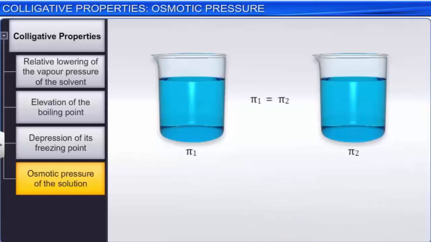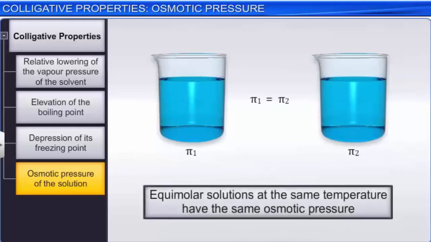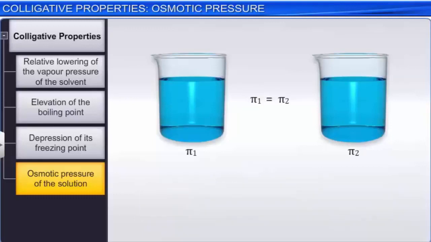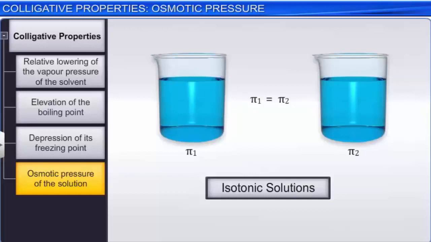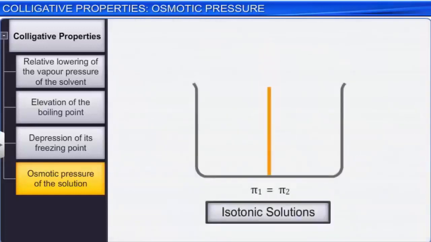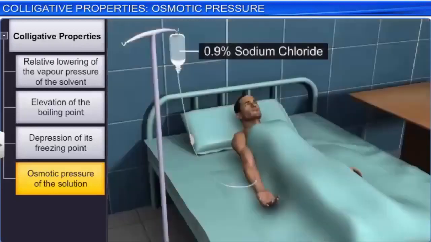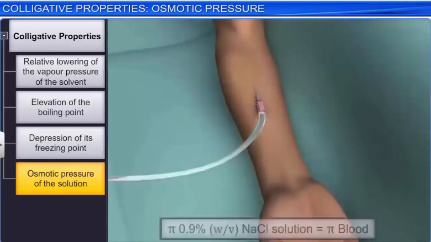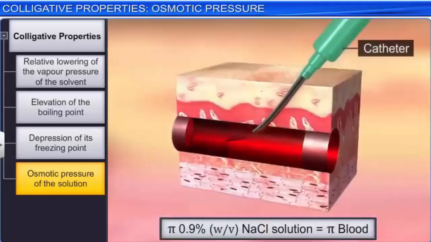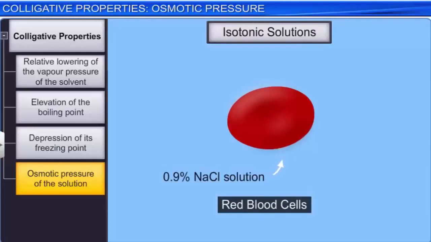It means that equimolar solutions at the same temperature have the same osmotic pressure. Such solutions with the same osmotic pressure at a given temperature are called isotonic solutions. When such solutions are separated by a semi-permeable membrane, no osmosis occurs between them. It is because of this reason that in an intravenous injection of 0.9% mass by volume sodium chloride solution, called normal saline solution, is used, since it is isotonic with the fluid inside the red blood cells.